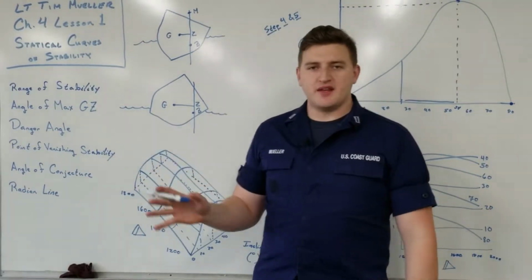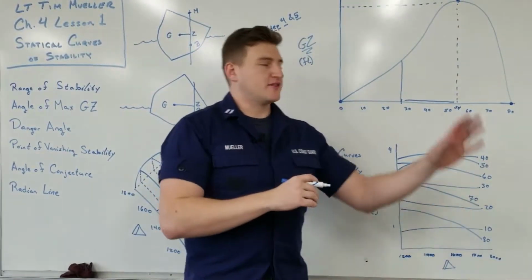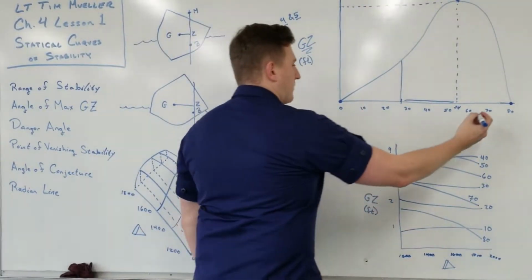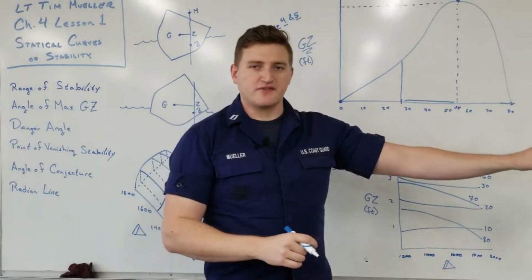All right, next up, as you see, is the point of vanishing stability, a very simple one. It's just where our stability goes from a positive to a negative. In this example, it's going to be right at 80 degrees. So it's going to be the very end of our range of stability.